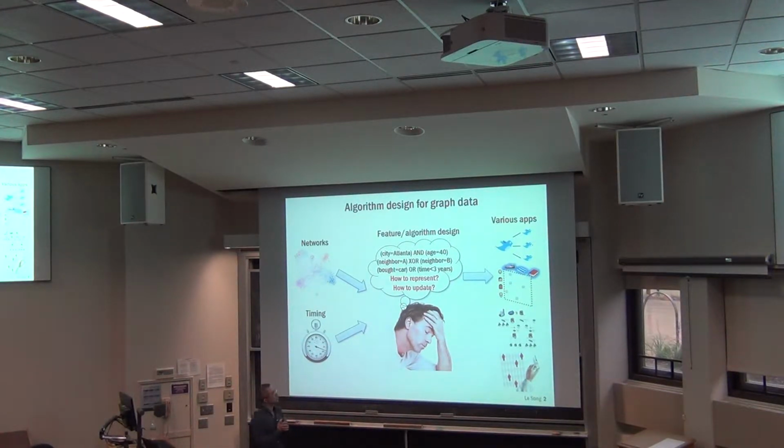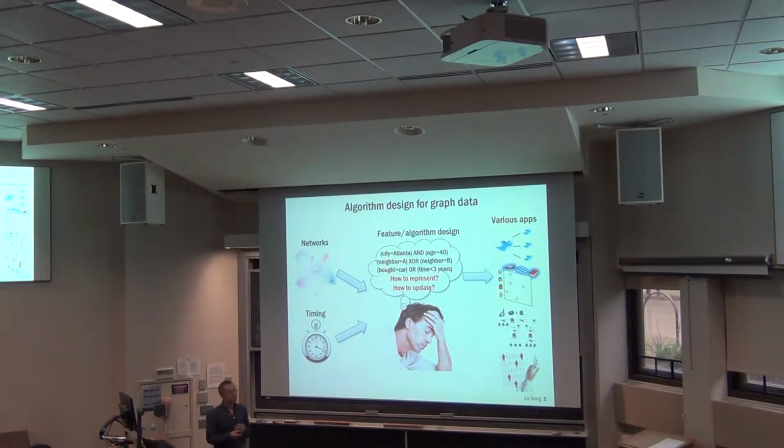So then you have to design how to represent this type of data. Typically, you design this by hand, thinking very hard about what's going to be useful. And once you design this feature representation, you then have to figure out a way to update these features to arrive at the prediction you want.